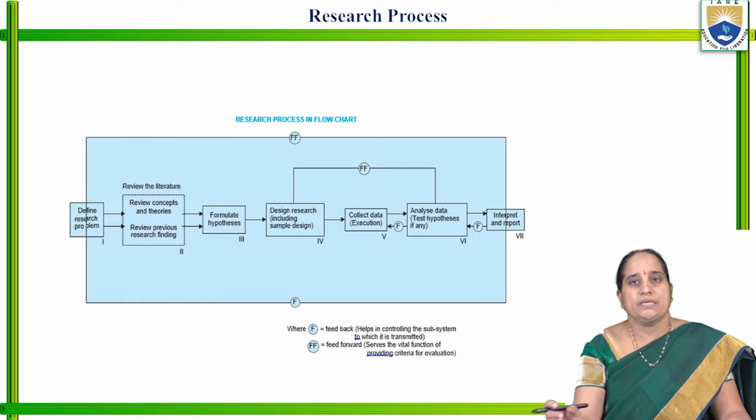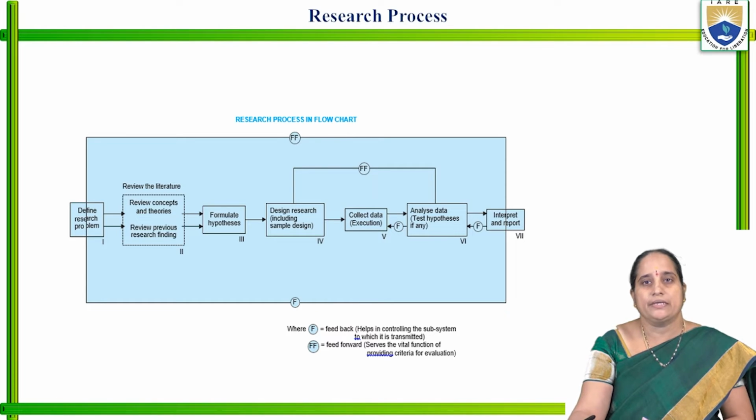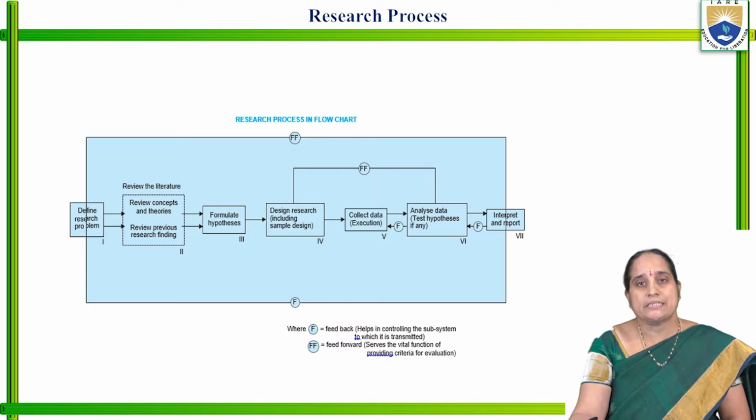Now, if you see this diagram, it is a complete picture of the research process in the form of a flowchart. The first and foremost step is problem formulation or problem identification. First of all, we should be in a position to define the problem thoroughly. Unless you understand the problem statement, it is not possible to find a solution to the problem. This is the first step. The second step is to review the literature.